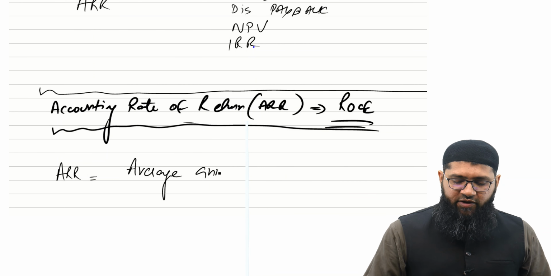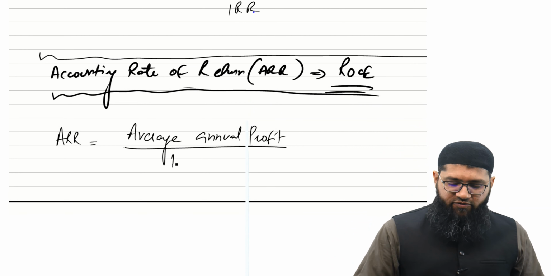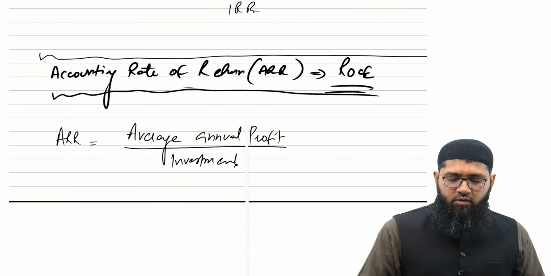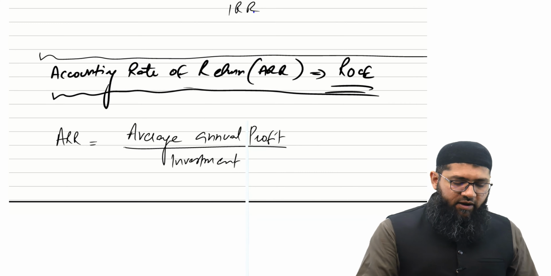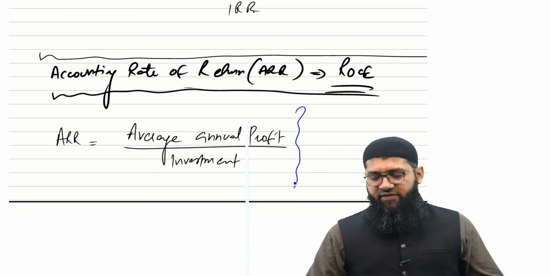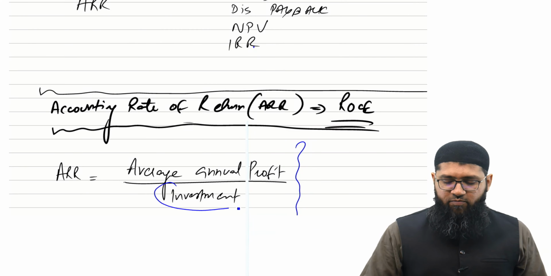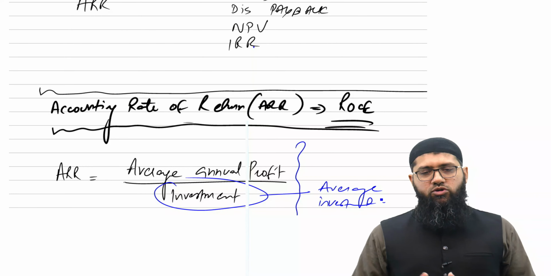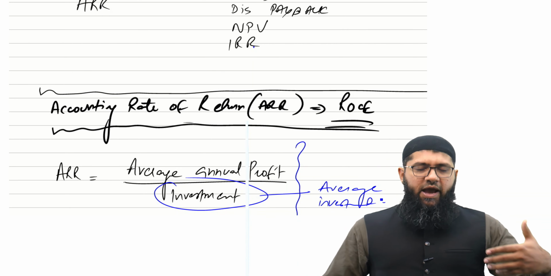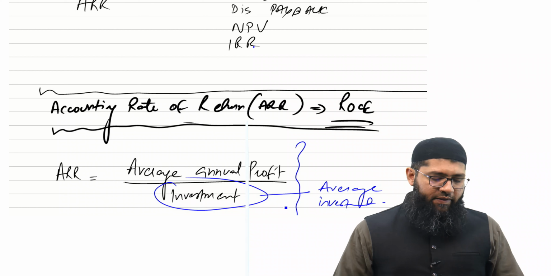ARR is average annual profit divided by the investment. Now, there are two different variants of this formula. At times the examiner makes it very clear whether he wants you to use the investment as a denominator or the average investment as a denominator. So you can have both: it could be the investment shown in the denominator, or the average investment shown in the denominator.